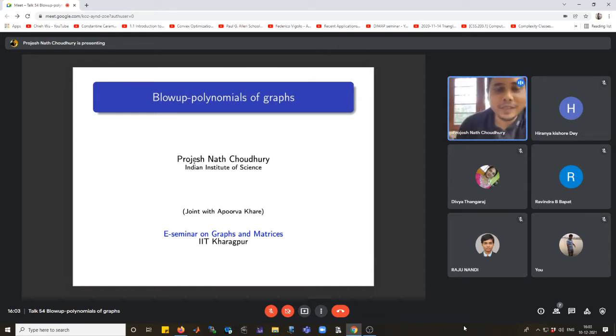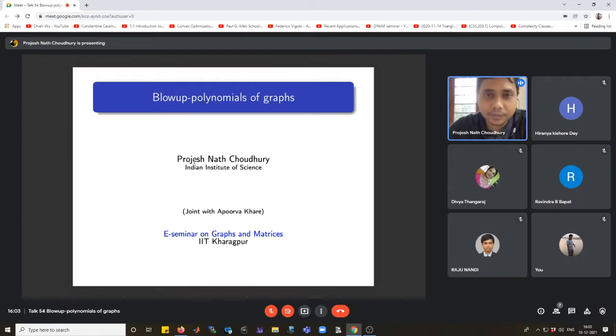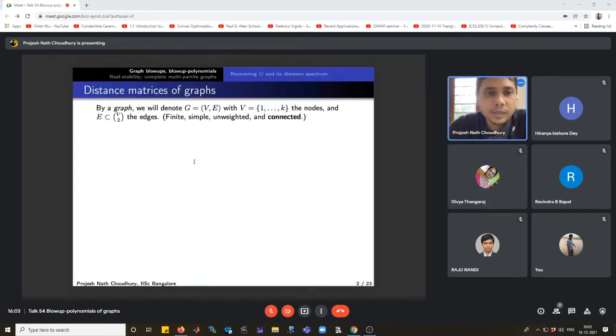So, anyway, today I'm going to talk about a new kind of construction arising from finite simple connected graphs, which turns out to have some interesting properties and connections. And this is a joint work with Apurva Kare. Let us first set some notation.